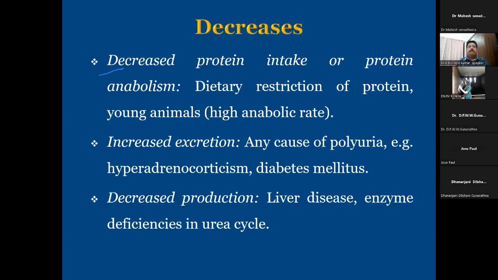Blood urea decreases with decreased protein intake or protein catabolism, and with anabolism: dietary restriction of protein, a low protein diet, young animals with a high anabolic rate, then increased excretion of proteins, and any cause of polyuria, for example hyperadrenocorticism and diabetes mellitus. In all these conditions, there will be a decrease in blood urea, and also decreased production of urea like in liver diseases.